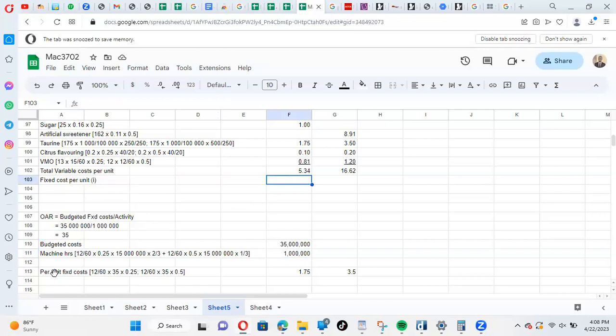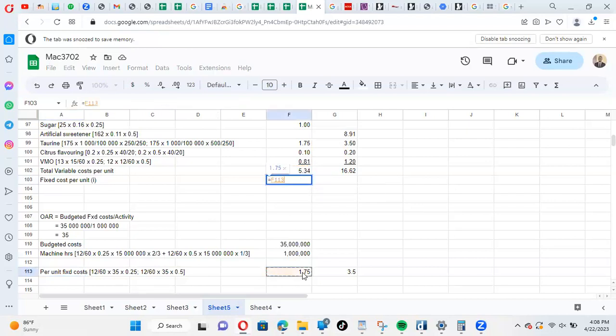But the information that we need here is per unit, so we need to convert that into per unit. Given that the rate per hour is 35, we need to know how many minutes are required to manufacture a liter. We know it's 12 over 60 to manufacture a liter, but we don't need a liter of net, we need 0.25. So 35 times 12 divided by 60 times 0.25 will give you the fixed cost per unit. Then we do the same on the other one there.